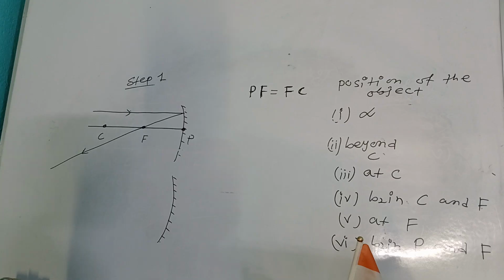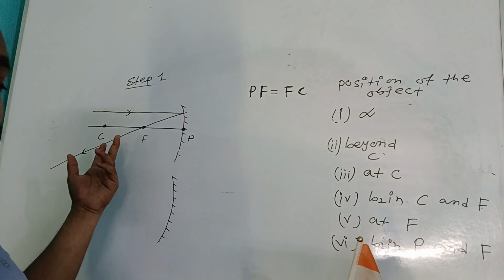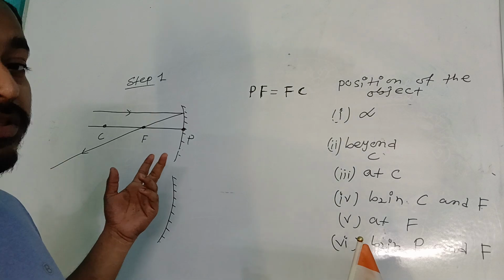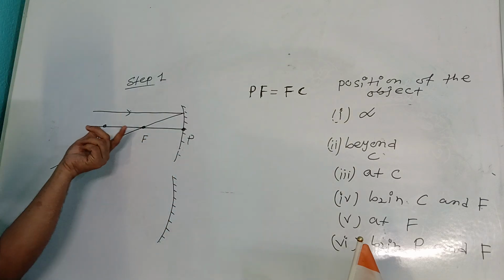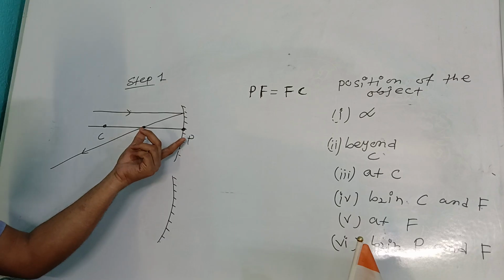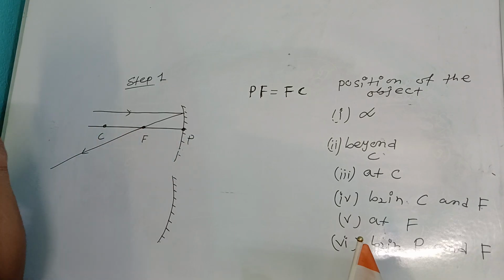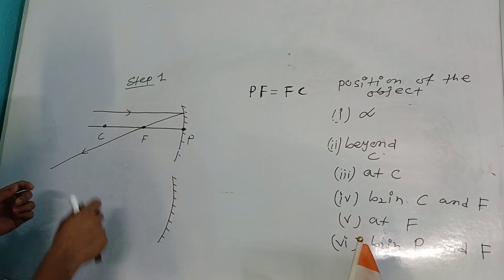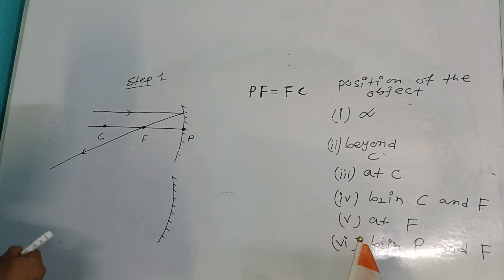Is it clear? Clear now? So always the distance from P to F and from F to C must be the same. For example, you are taking 1.5 centimeter, and on this side also take 1.5. So P to C is total 5, with P to F 2.5 and F to C 2.5, or take 5 centimeter, 5 centimeter. Clear? So the distance must be same.